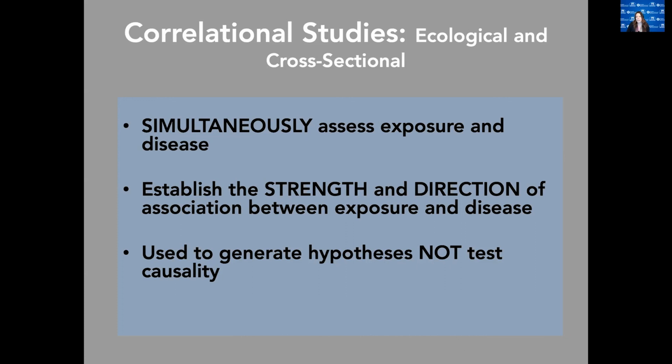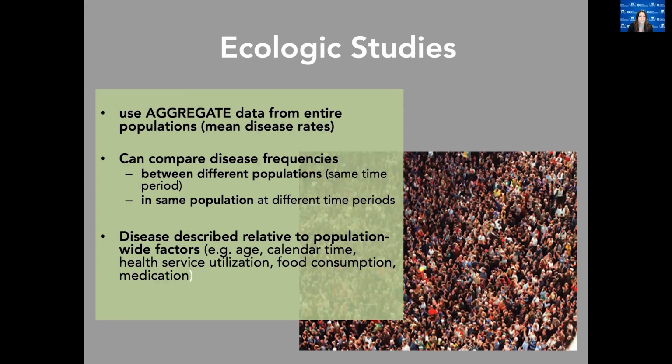But they can't really tell us much about causality, because we're not really sure whether exposures are occurring before the development of a disease. So they're very good to use to generate hypotheses, but they're not really great for testing causality. An ecologic study is a study that uses summary statistics or aggregate data. Usually this kind of data comes from publicly available data like health departments, census data, and they can allow us to compare disease frequencies between different populations or in the same population at different time periods.